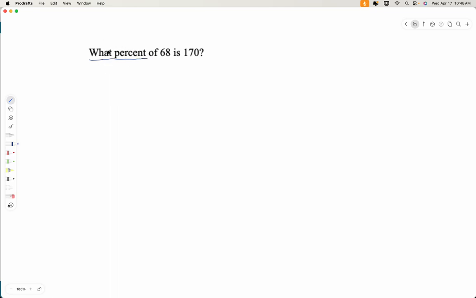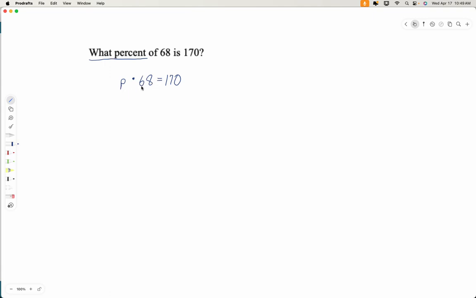We don't know what the percent is. That's why we're asking. So this is going to become the variable P. Of means to multiply. 68 is just the number 68. Is your equal sign. And 170 is just another number. This tells us how to solve the problem. So P times 68 is equal to 170. So whatever the percent is, that's what we've got to figure out.